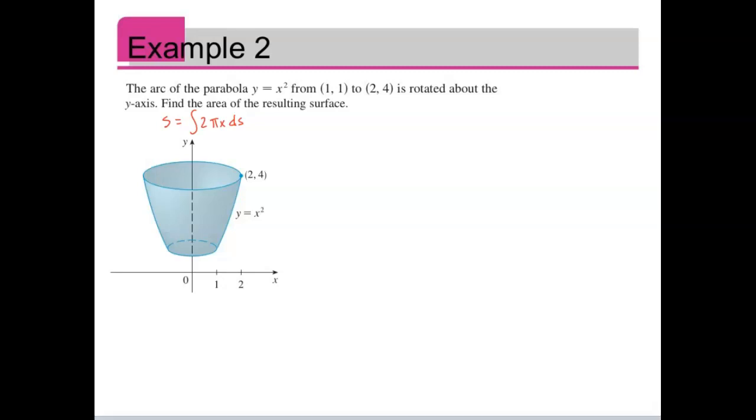But if I wanted to integrate with respect to y, I would go integral of 2 pi, and I would rewrite x as a function of y. And then I would do integral of the square root of 1 plus f prime of y squared dy. Okay? And since I'm integrating with respect to y, I would then change my limits of integration to be the y coordinates. So it would go from 1 to 4.